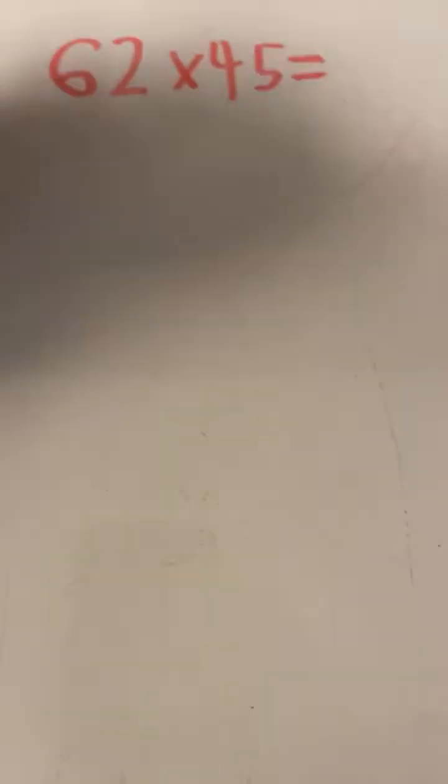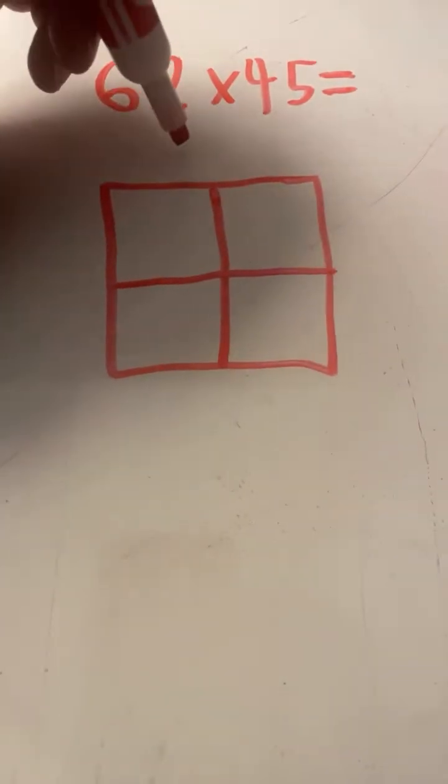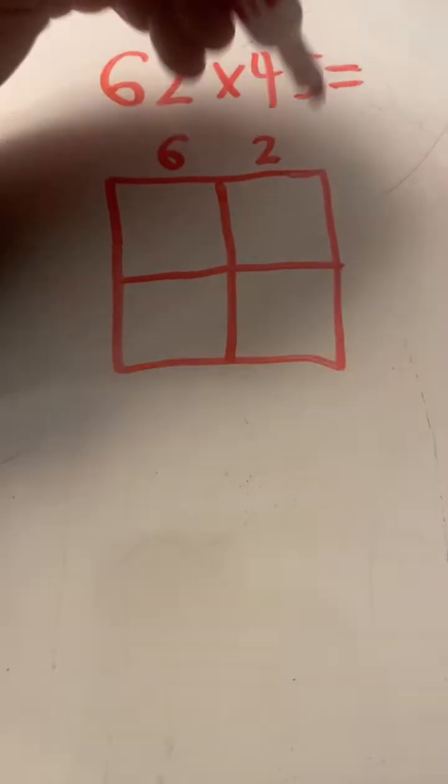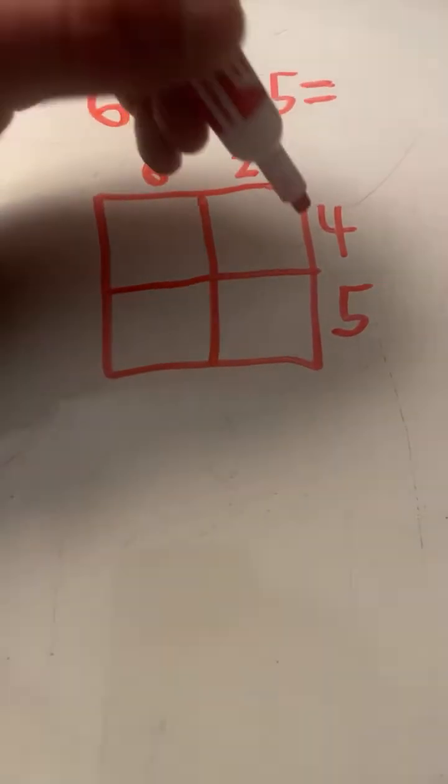All right. Final example of the video. All right, 62 times 45. So making our boxes. So the digits of 62, 6 and 2 are going to go on top. And the digits for 45, 4 and 5 are going to go along the side. Then we draw a line across each of the squares to make our triangles.